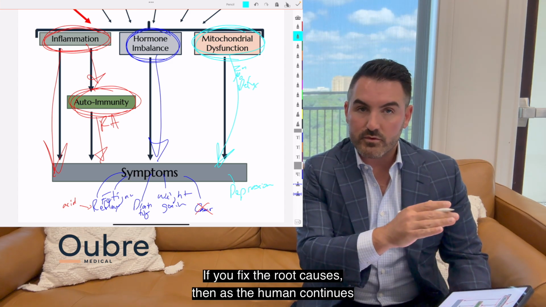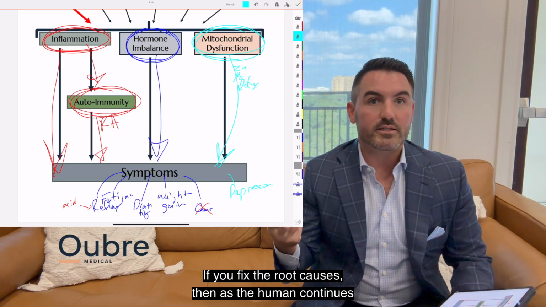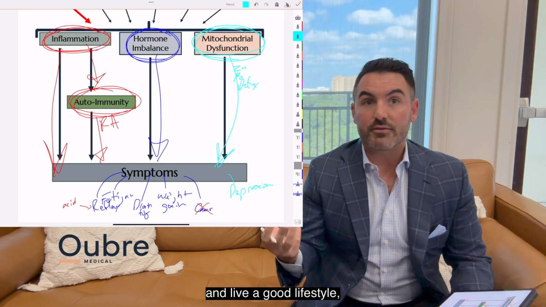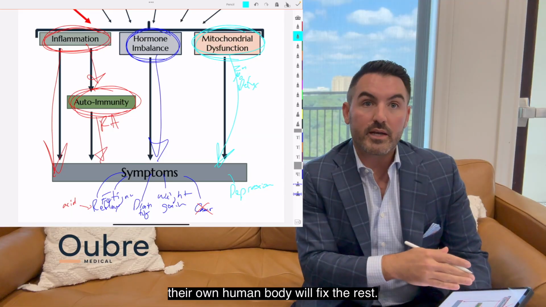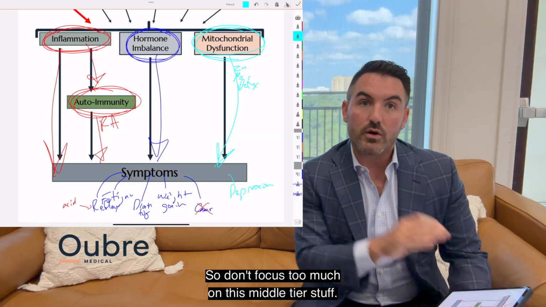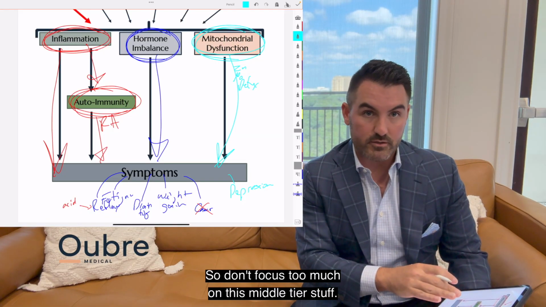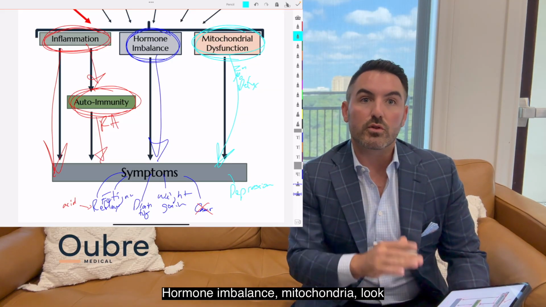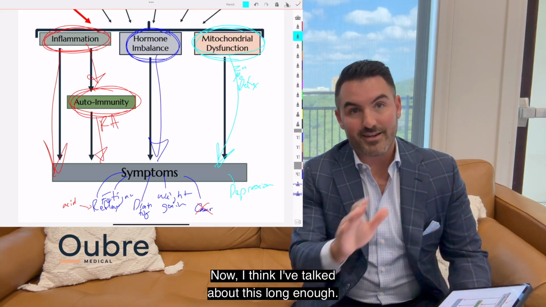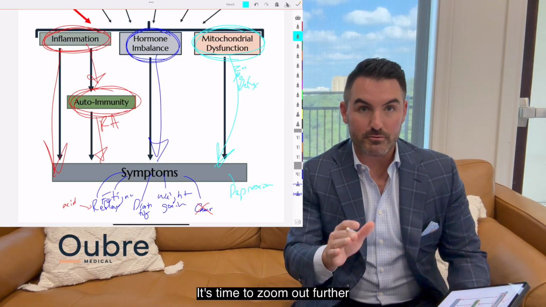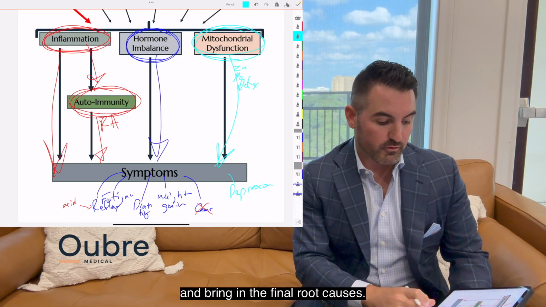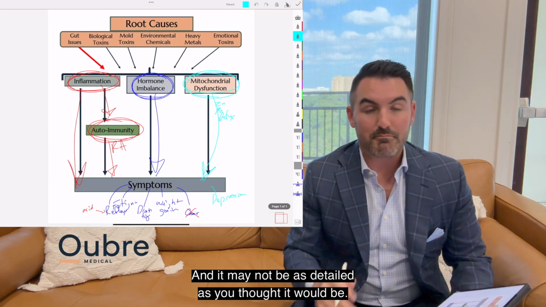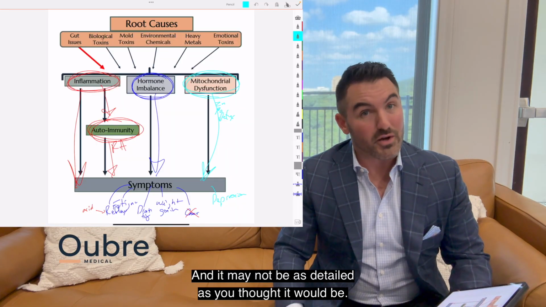If you fix the root causes, then as the human continues to eat nutritious food and live a good lifestyle, their own human body will fix the rest. So don't focus too much on this middle tier stuff. Don't get stuck in inflammation, hormone imbalance, mitochondria. Look further up. Now, I think I've talked about this long enough. It's time to zoom out further and bring in the final root causes. And it may not be as detailed as you thought it would be.